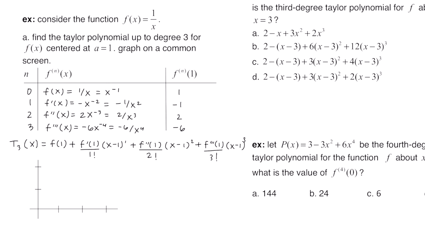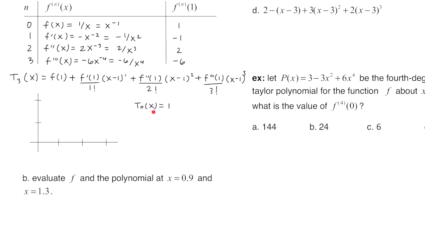Part A is asking us to find the Taylor polynomial up to degree 3. So what that means is we want to identify T sub 0 of x, then T sub 1, and then T sub 2, and then finally T sub 3. In order to identify T sub 0 of x, it's equal to just this first term. So T sub 0 of x is equal to f of 1, and f of 1, according to our chart, is 1. So we have T sub 0 of x is equal to 1.